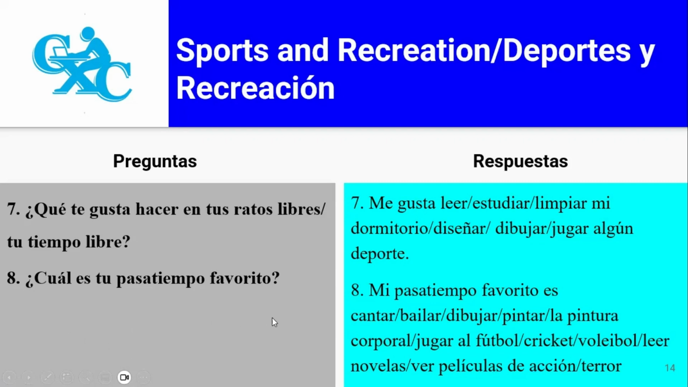All right? So pintura corporal, what is that? What do you think this is? Type your comments. Excelente, muy bien. So that is body painting. Some of us like to do that. All right, body painting. And the boys, of course, football, cricket, volleyball, yeah, girls and boys, yes. And some of us love to read novelas románticas también. All right, so vamos a continuar.